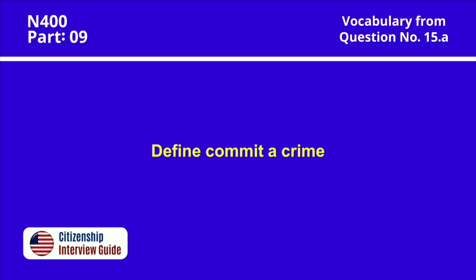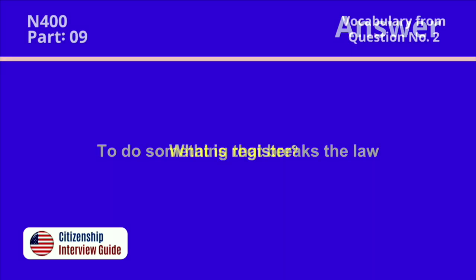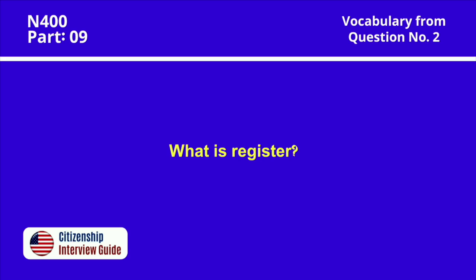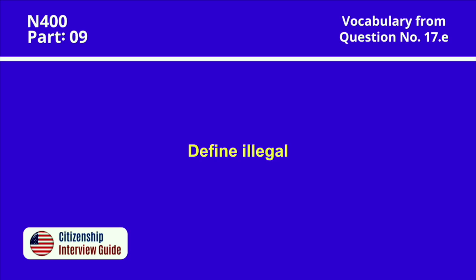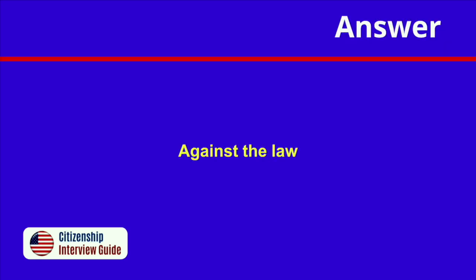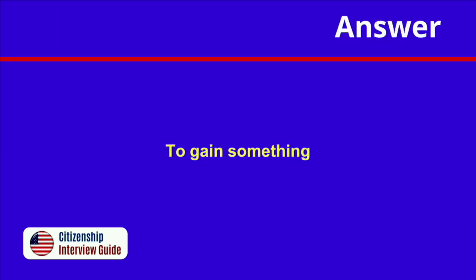Define commit a crime. To do something that breaks the law. What is register? To sign up. Define illegal. Against the law. Define obtain. To gain something.